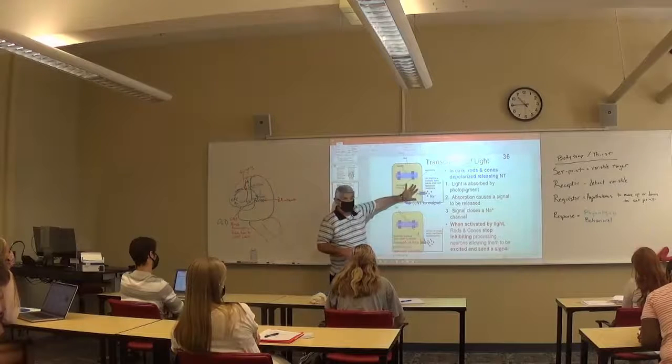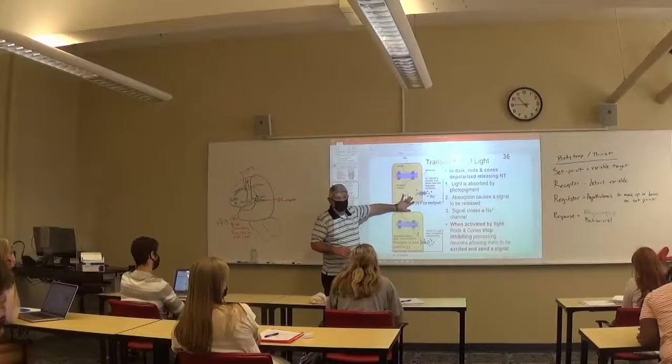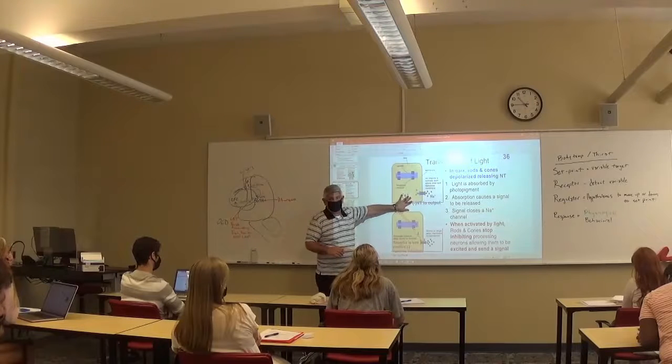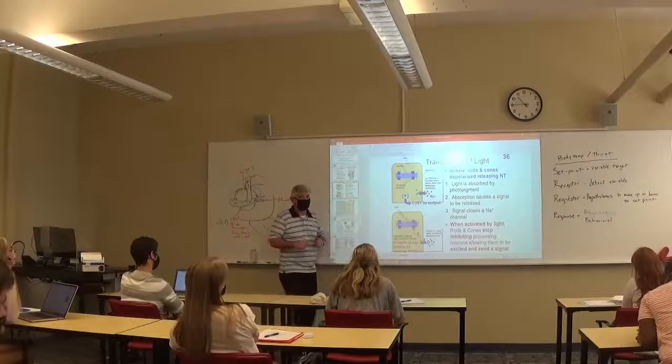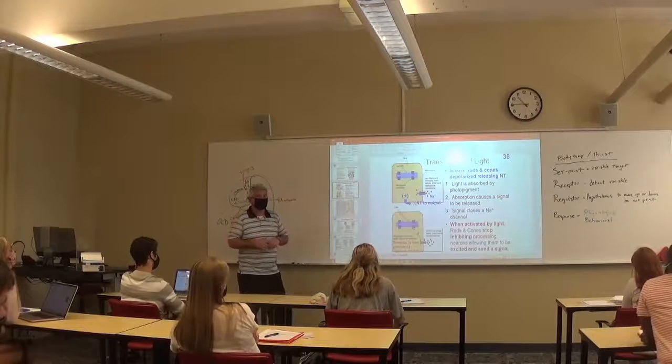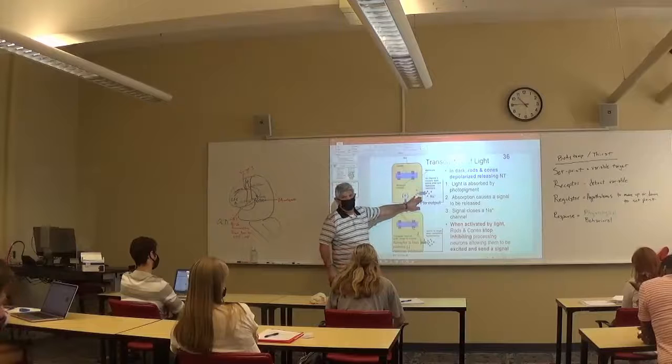So in the dark, that sodium channel is open and causing the receptor to become depolarized and release its inhibitory neurotransmitter and prevent signals from going to the brain because we're not seeing anything. Does that help? I know it's confusing. So the sodium channel is what allows or inhibits... Active in the dark and prevents signals from going to the brain because there's no light.